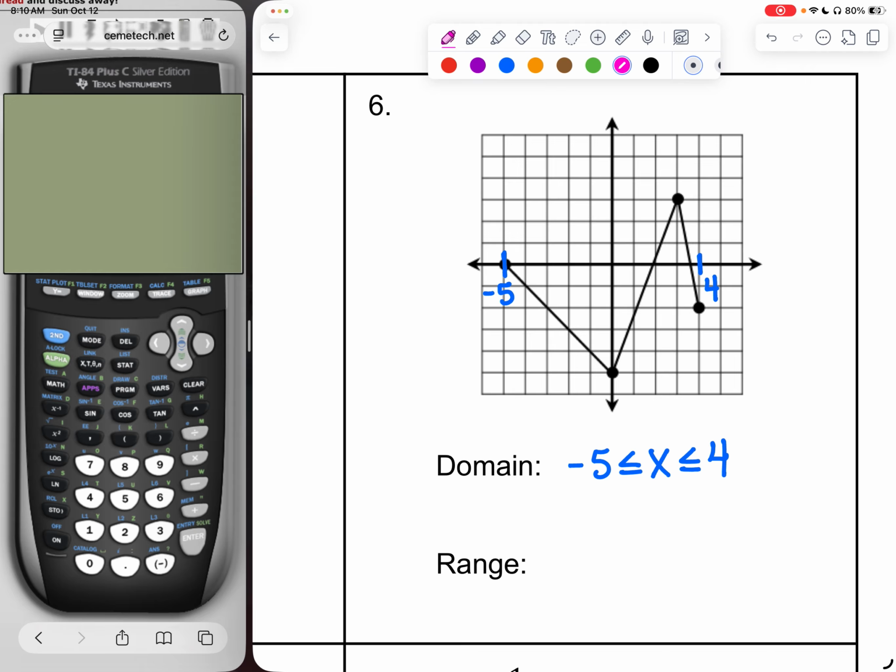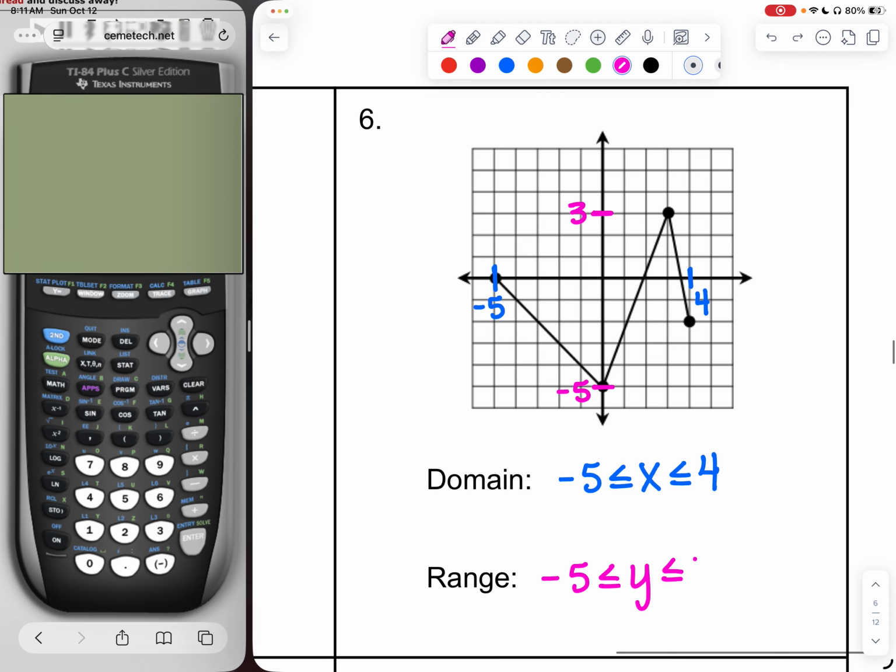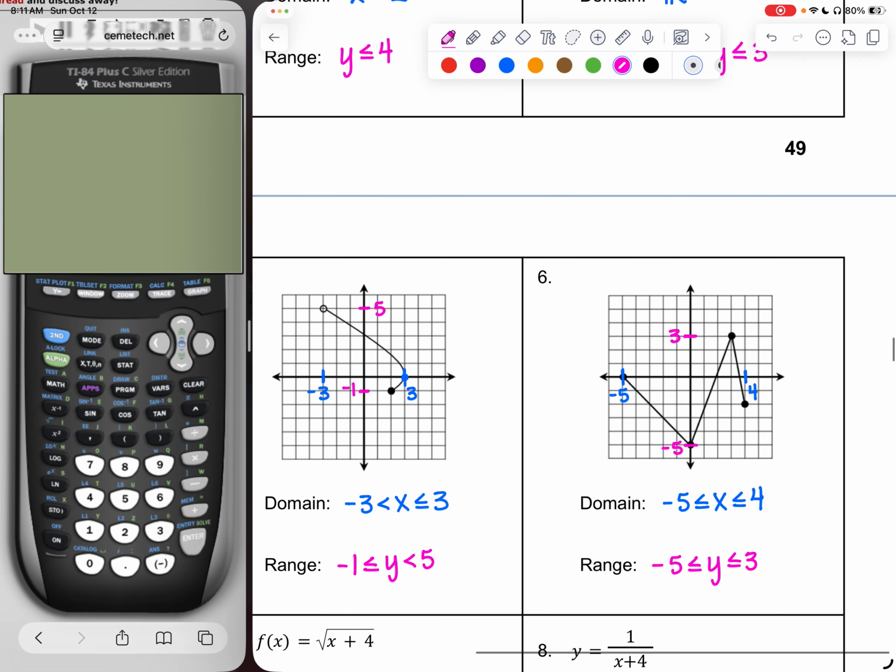So now I'm going to look at the range. I go to the lowest part of the graph and mark. I go to the highest part of the graph and mark. This is at 3, and this is at -5. So I can say that my range is going from -5 to +3. And I can put equal to signs because those are closed circles. Okay, so that is my domain and range there.